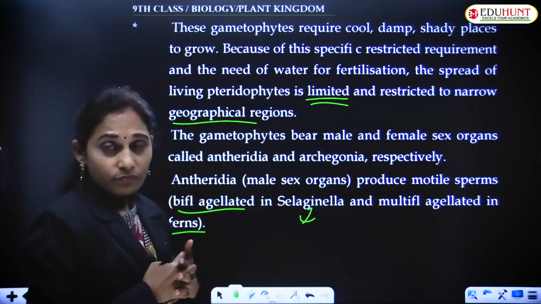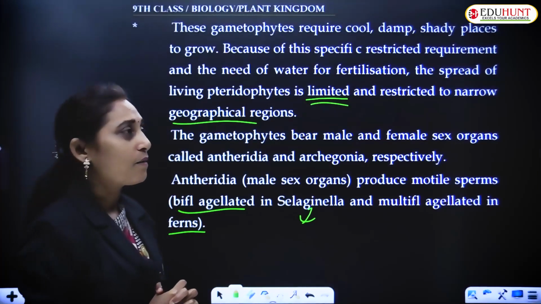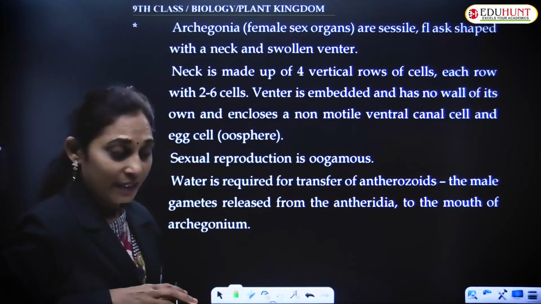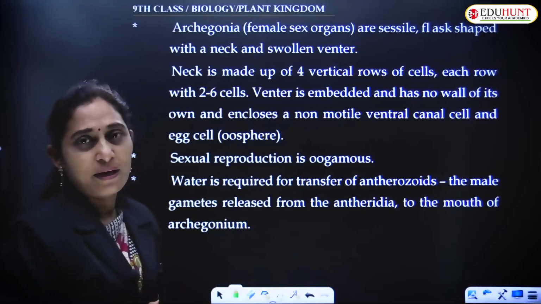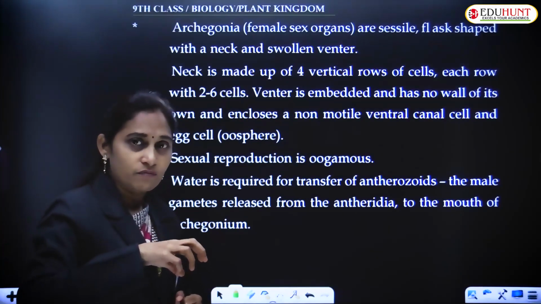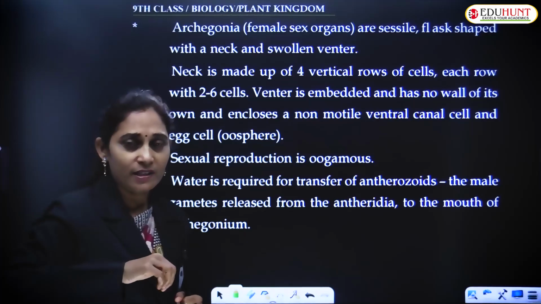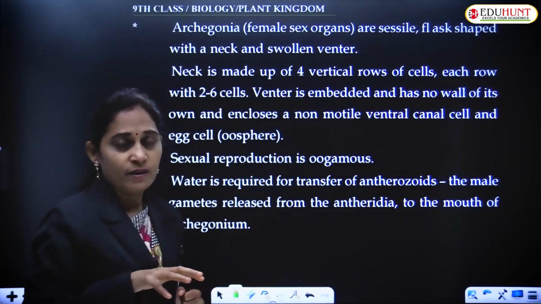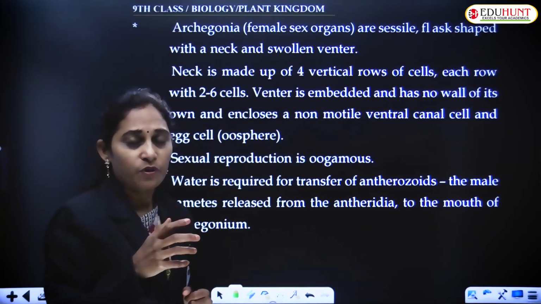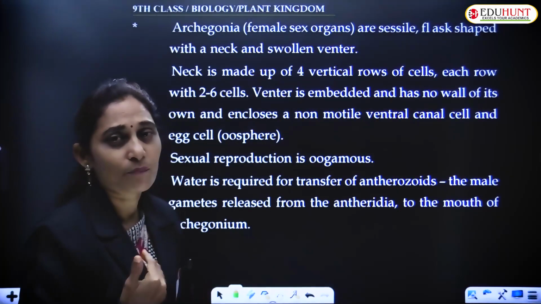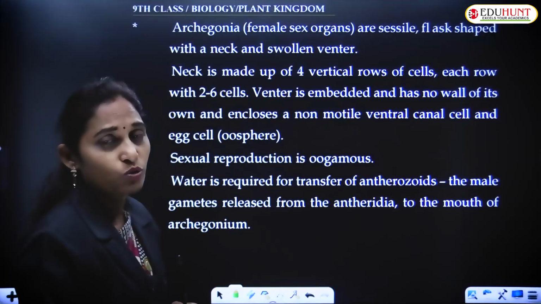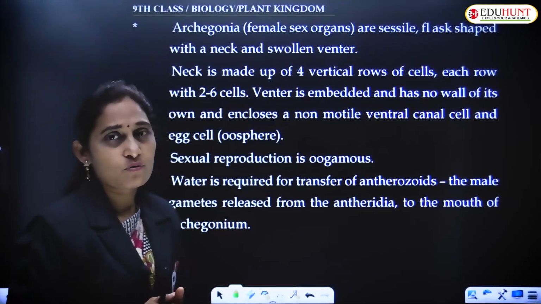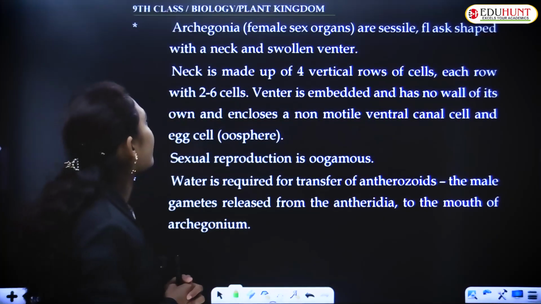In other ferns the male gametes are multiflagellated because they need to reach the female gamete. If they need to reach the female gamete, they must have some sort of appendages for swimming in water. Just for the sake of movement, they produce these flagella, whether they are 2 or many in number. In Selaginella we see only 2 biflagellated male motile gametes, and in other ferns they produce several flagella on the male gamete.